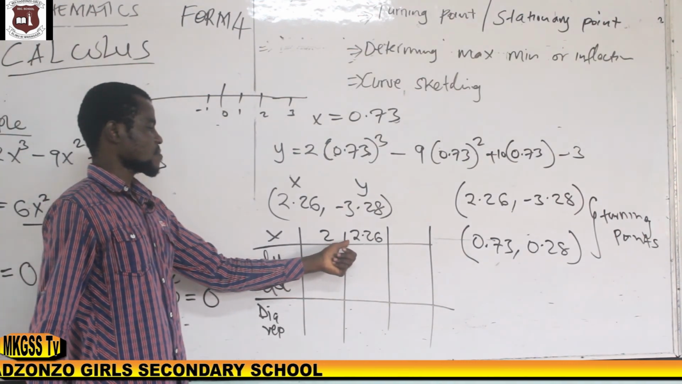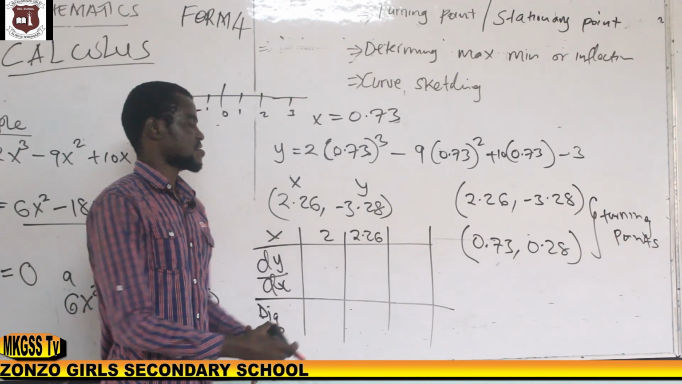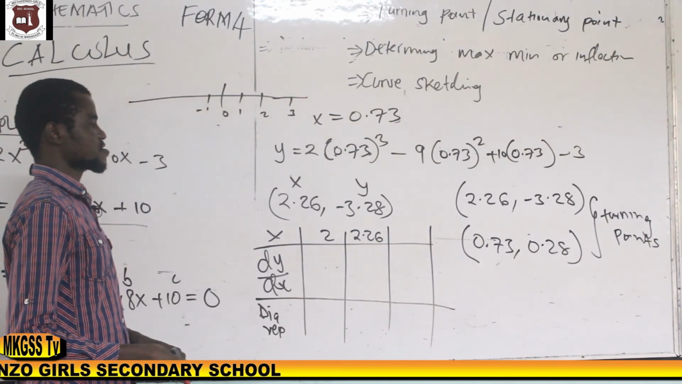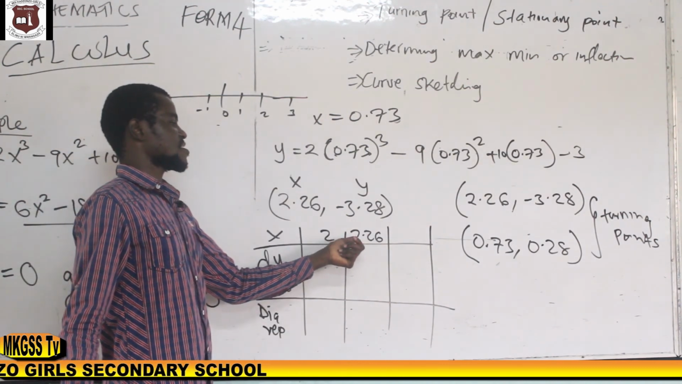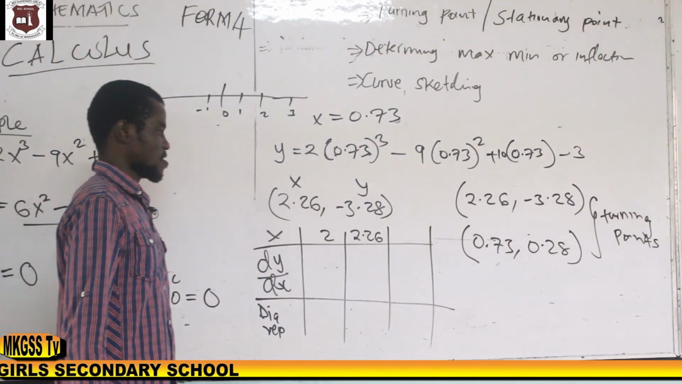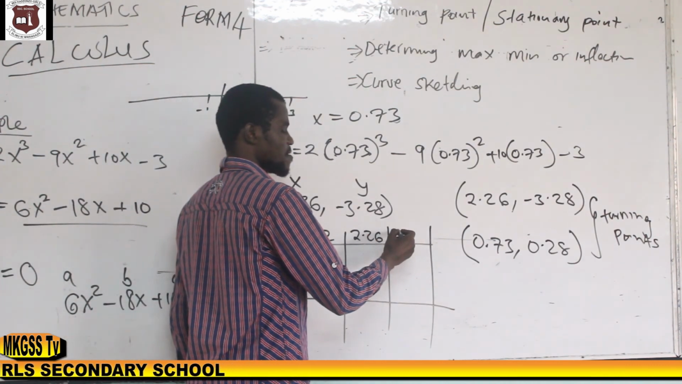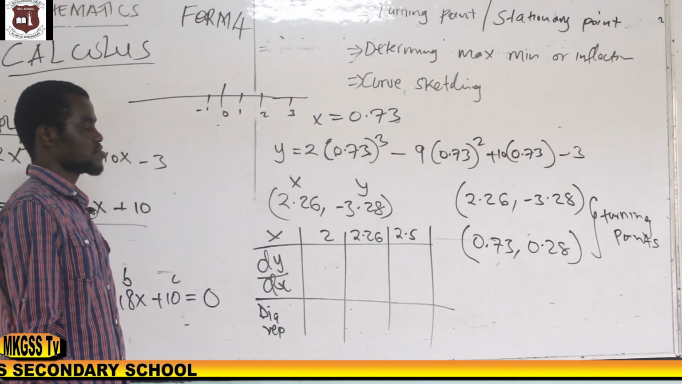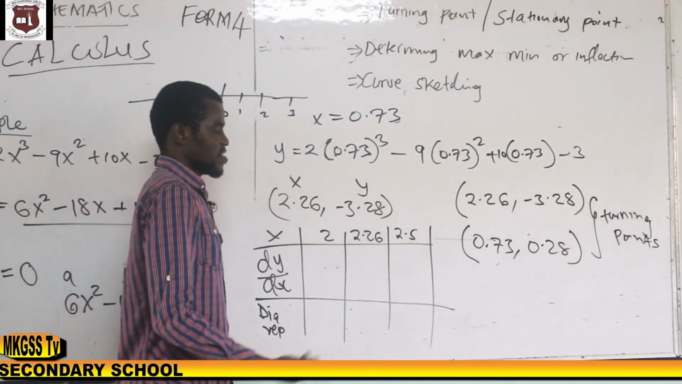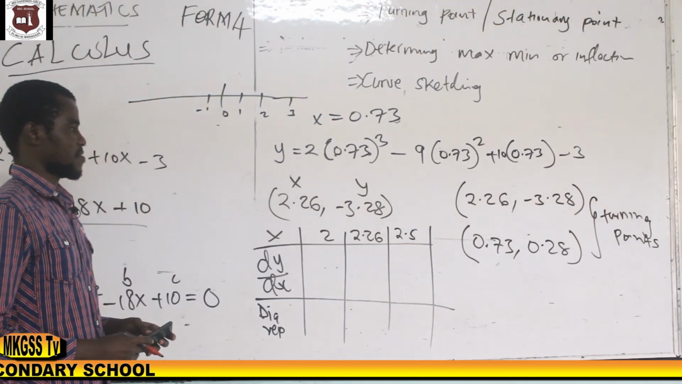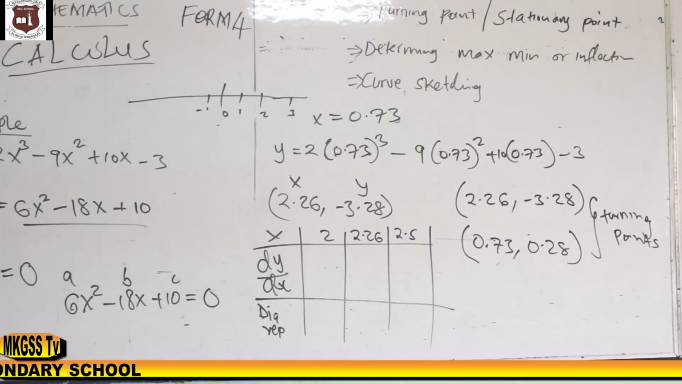Then on the other side, on this box, you put a value which is close and immediately after 2.26. I can put maybe 2.5, which is ahead of 2.26. Or somebody can put 3, but 3 is too far. You can simply work with 2.5.